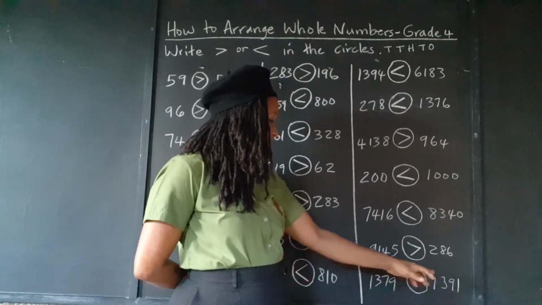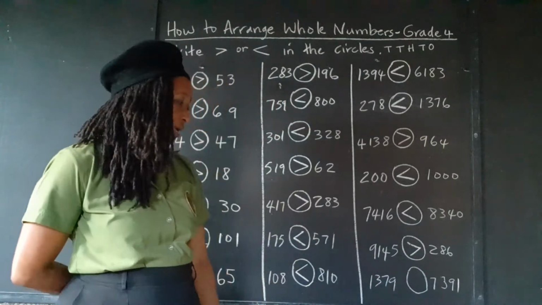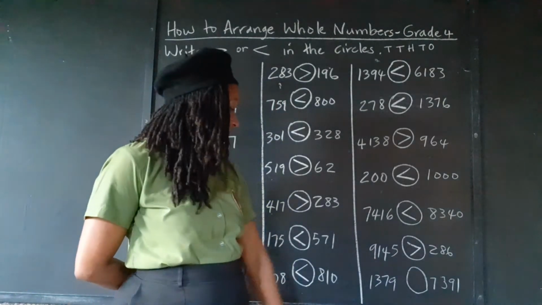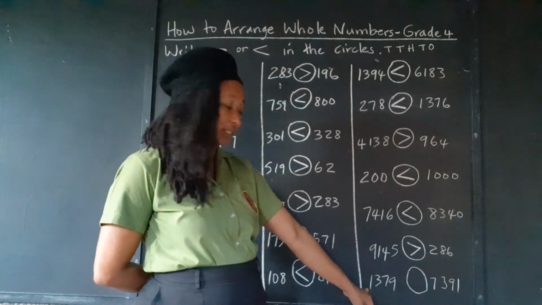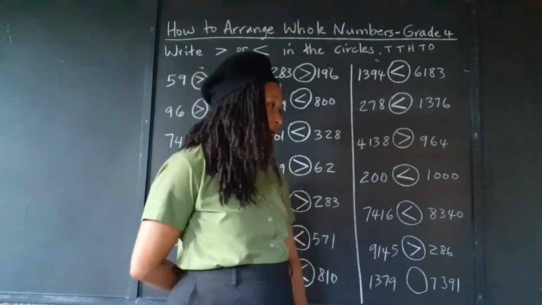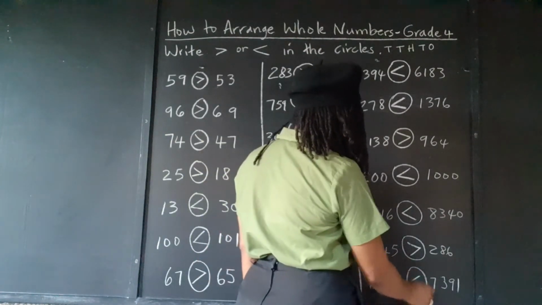1,379 compared with 7,391. They both have 4 digits. They are both in the thousands. This has 1,000. This has 7,000. Okay, so 1,000 is less than 7,000.